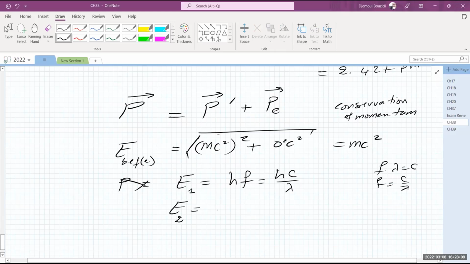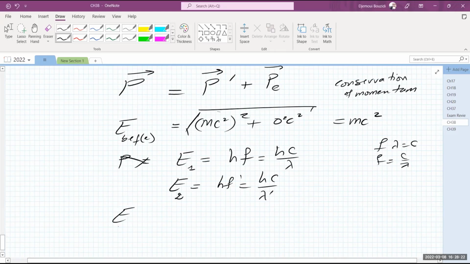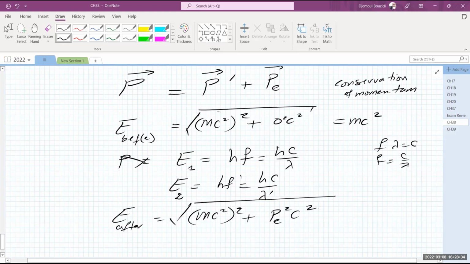This is after. It's a new photon now that came out, and it came out with a new frequency and a new wavelength. The energy for the electron after is simply equal to, again, its rest energy, mc squared, plus now it has a momentum, p squared c squared. The electron is now moving in a different direction. So these are all the expressions we have now.